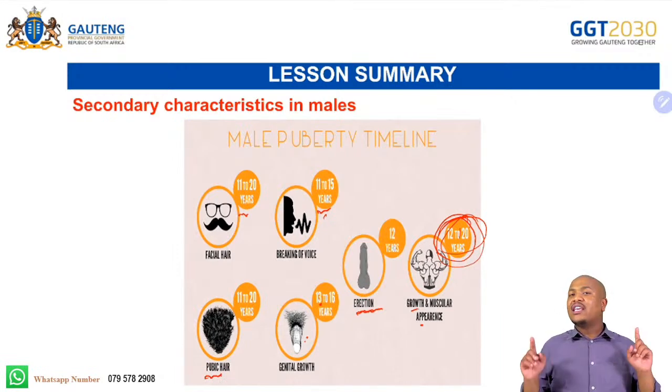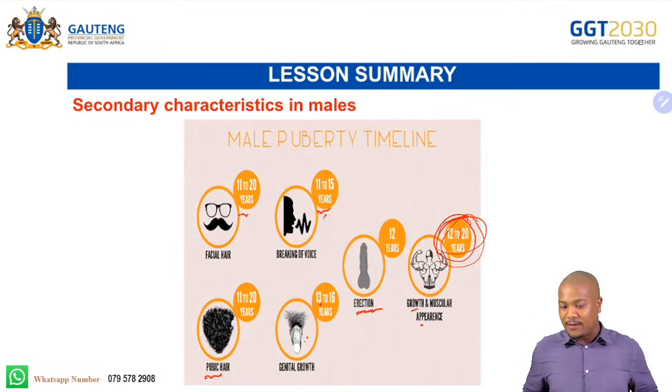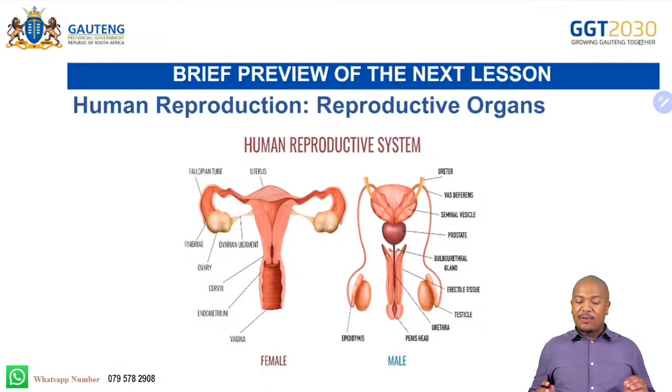So now, who can guess what we're going to talk about in the next lesson? In the next lesson, we'll be talking about human reproduction again, but specifically more on the reproductive organs.